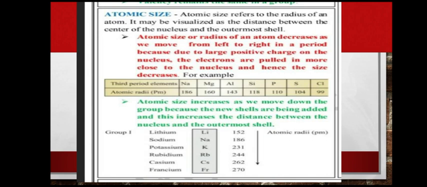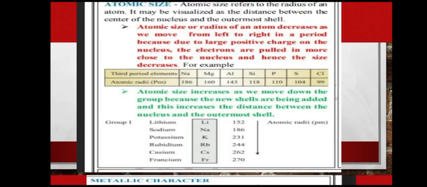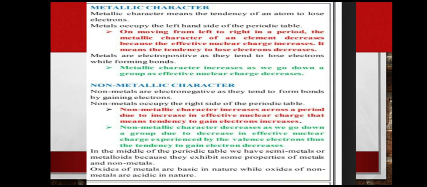But in a group it increases due to the addition of an extra shell in each period. That's why in a group, when we go down, it increases. Metallic character is judged by the ability to lose electrons. So when we move from left to right in a period it decreases, because the non-metallic character increases and metallic character decreases due to the ability to lose electrons, or you can say, due to the increase in the effective nuclear charge.